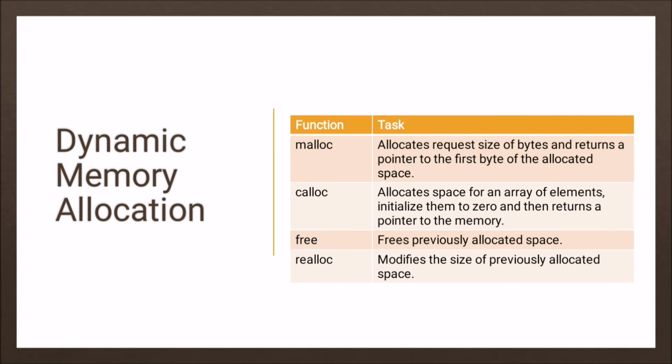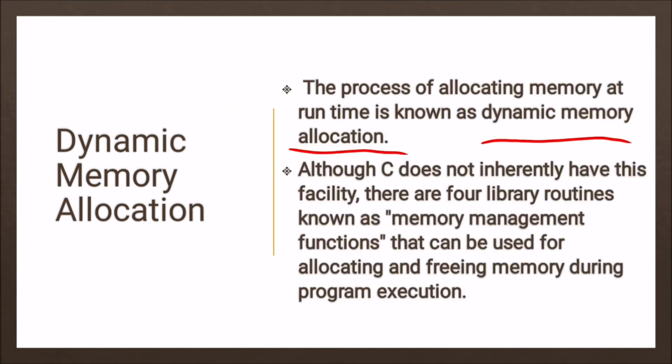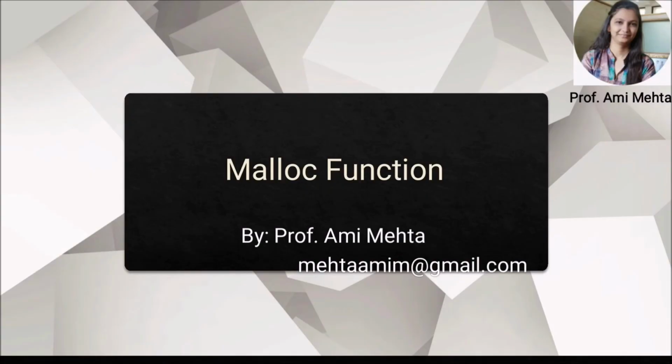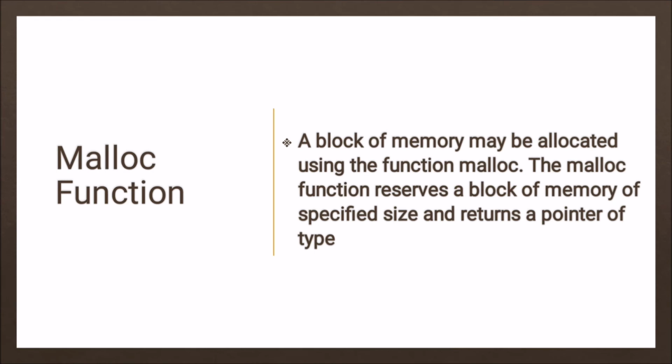Free releases previously allocated space. Realloc modifies the size of previously allocated space. So these are the basic 4 functions, the memory management functions. These are very important functions: malloc, calloc, free, and realloc. Now let us discuss the first function, the malloc function. A block of memory may be allocated using the function malloc.